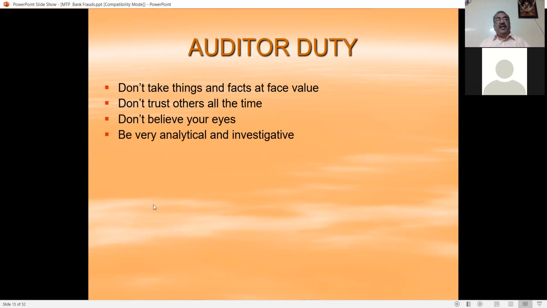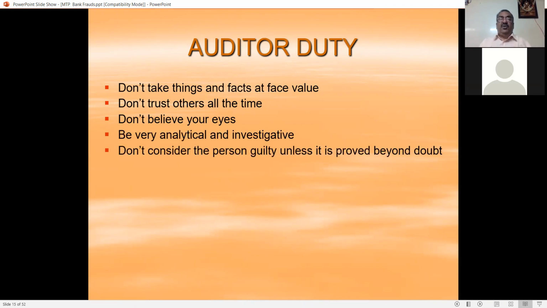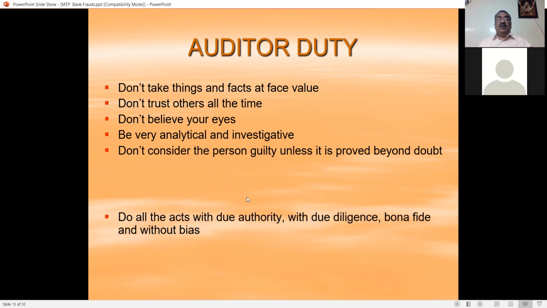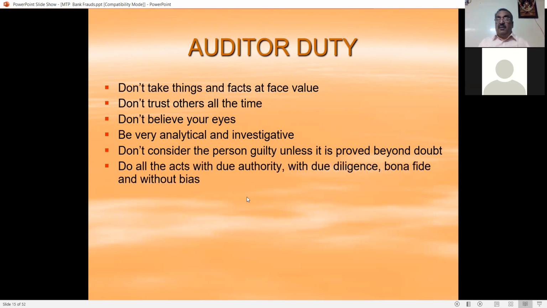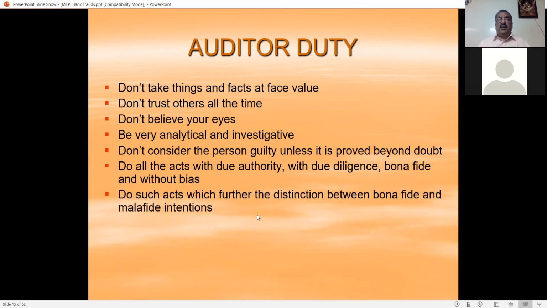And be very analytical and investigative. Don't consider the person guilty unless it is proved beyond doubt. So don't say that he has committed the fraud. You have to prove everything. Only then can you say that yes, they have committed some fraud. Do all the acts with due authority, with due diligence, bona fide, and without bias. So without bias, you have to do all the acts.